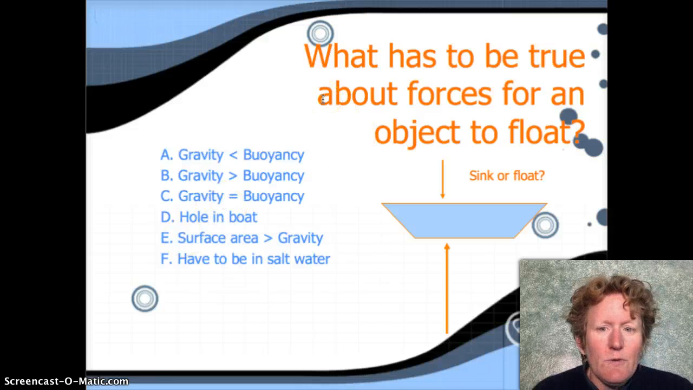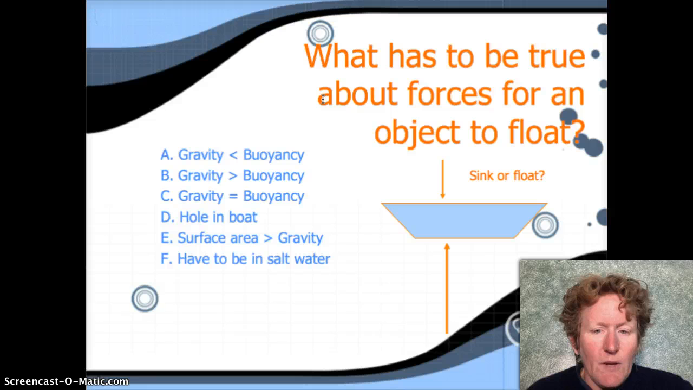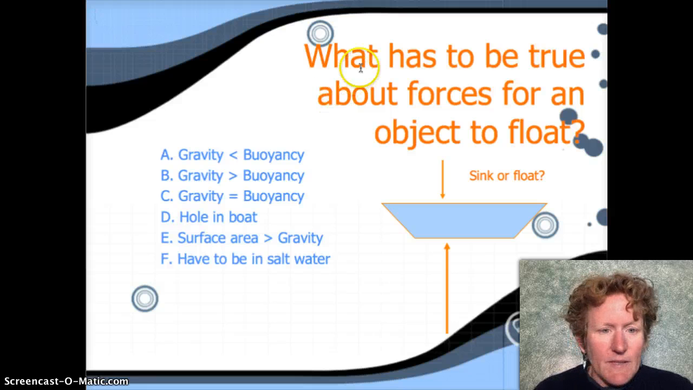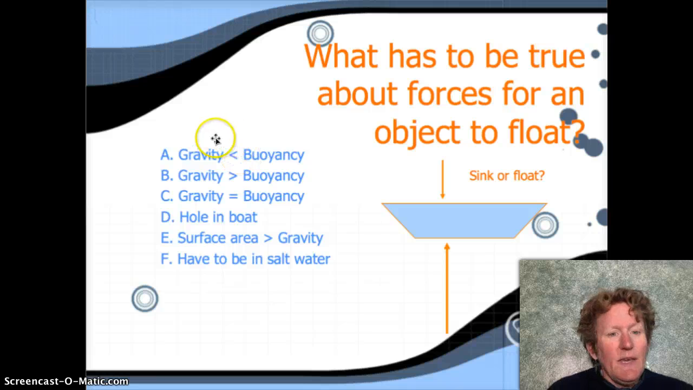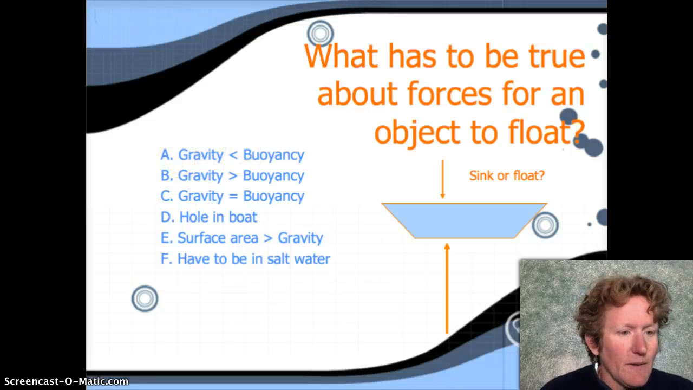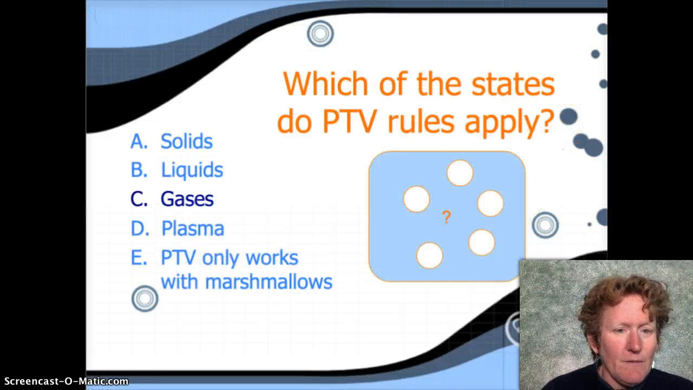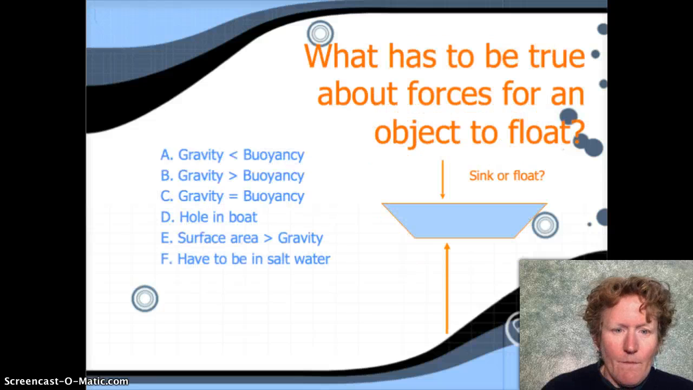What has to be true about forces for an object to float? Well, we know that gravity and buoyancy have to be different, and gravity has to be smaller. The gravity force has to be smaller. So there we are. Gravity has to be less than buoyancy if you want to float.